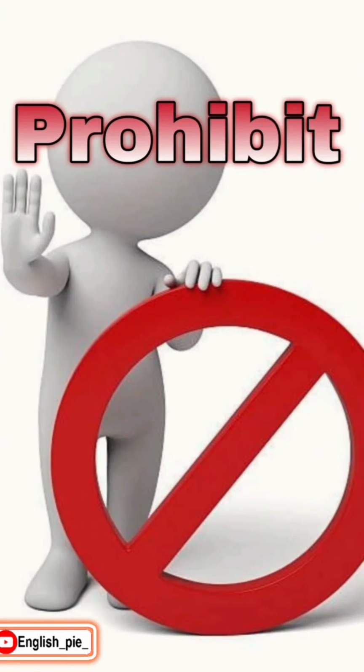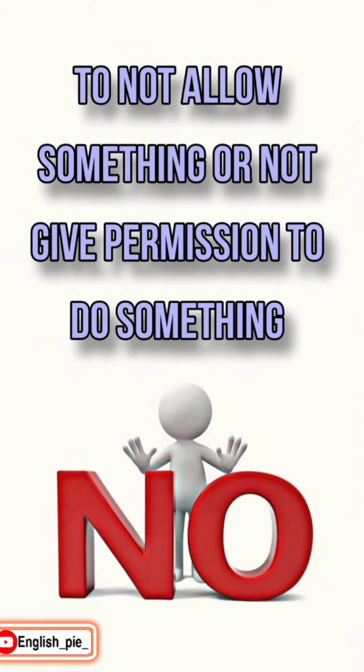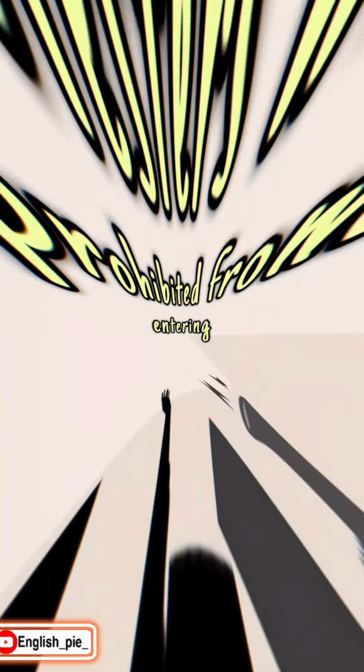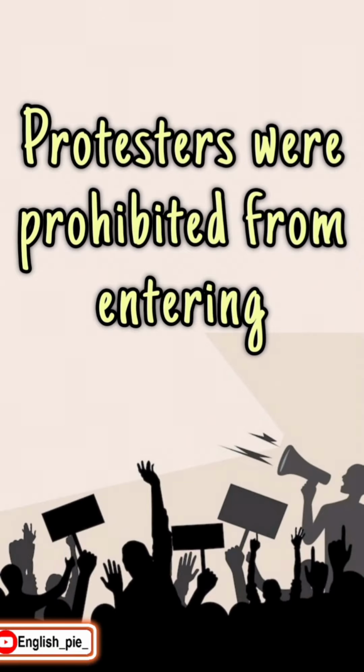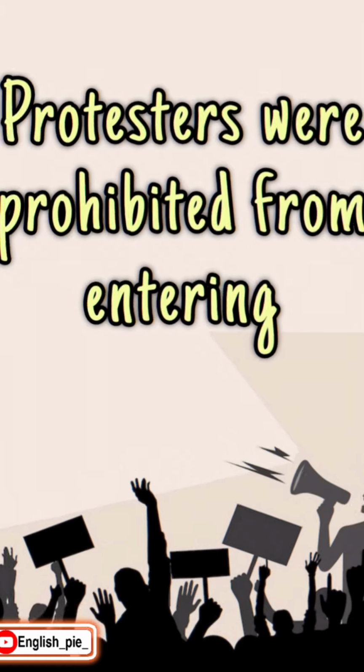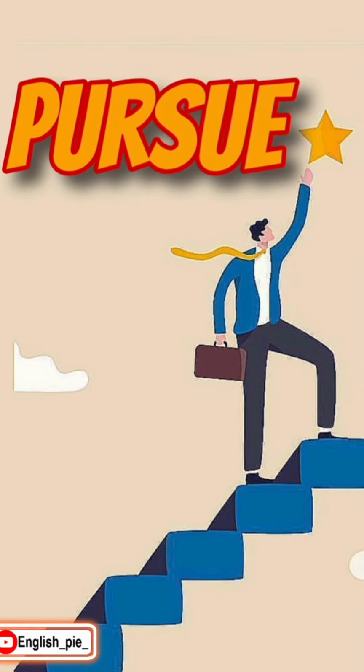The next verb is prohibit. This comes from prohibition, which is the noun form. To prohibit is to not allow something or not give permission to do something. So, for example, protesters were prohibited from entering, maybe from entering the building or something like this. So they were not allowed. They were not given permission. They were prohibited.